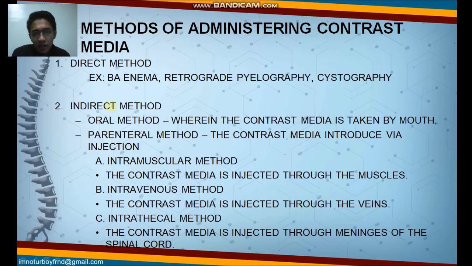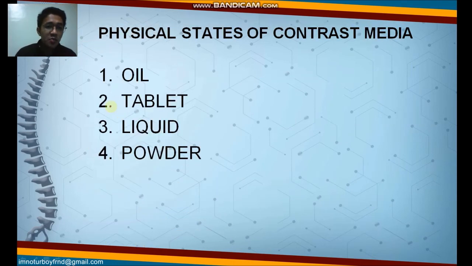Okay? So parenteral, for example, we introduce contrast media through the muscles, that is intramuscular, intravenous, towards the veins, then intrathecal method, that is injection of contrast media to the meninges of the spinal cord or the spinal canal.